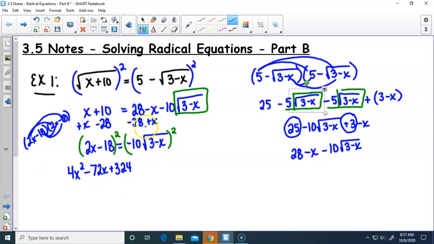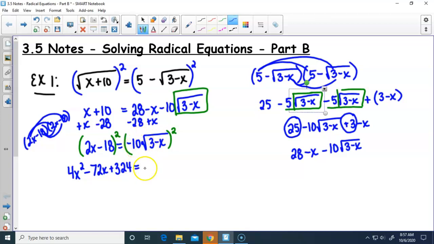Now, over here on the right-hand side, negative 10 is multiplied by the square root of 3 minus x. So since these two things are multiplied, we can square them separately. Now, up here, we could not. So when we had 5 minus the square root of 3 minus x, we could not square the 5 and the square root separately. We had to FOIL that out. We had to write this over here. But right here, these two values are multiplied, so we can square them separately.